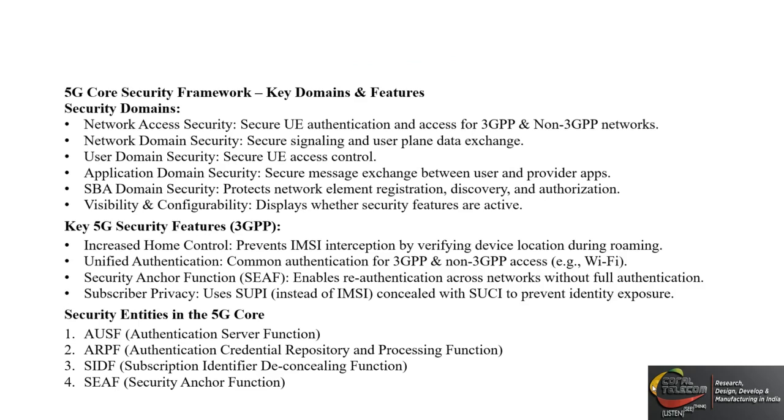So network access security: secure UE authentication and access for 3GPP and non-3GPP networks. Then network domain security: secure signaling and user plane data exchange. Then user domain security: secure UE access controls. So these are the different types of security mechanisms provided in the 5G core subsystem.